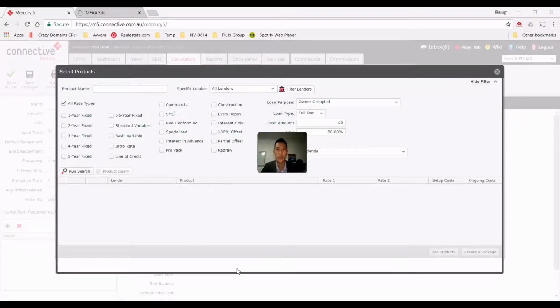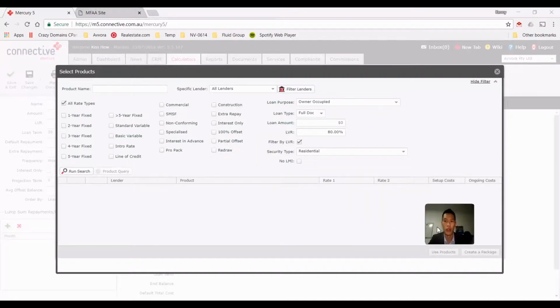Hi there. So, what I wanted to show today quickly was focusing on interest rates and what that actually looks like as a finance broker when we're looking at the total loan costs and not just focusing on the interest rates.